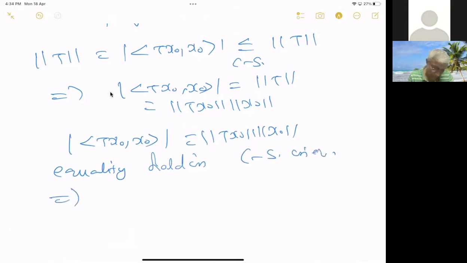This implies Tx0 equals lambda times x0. I don't know whether it was proved in the last course. If you just go through the proof of Cauchy-Schwarz, it will be clear. You will have some quadratic equation, so some root has to be equal, and something will follow immediately. So there exists an eigenvalue. Now mod lambda is equal to norm T by what we have done.